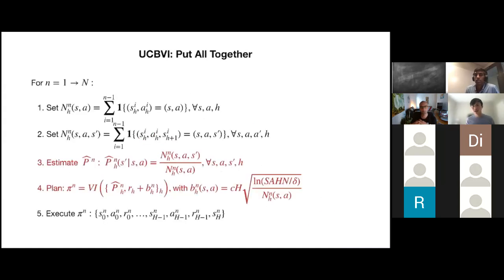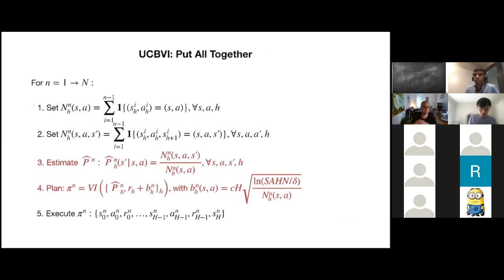Okay, so at a high level, this is the algorithm. For every iteration, the first step is just to use the history data to maintain some statistics. This is how many times we have visited a particular state-action pair. The second quantity is how many times we have visited state-action-next-state triples. So we just maintain these two counts.